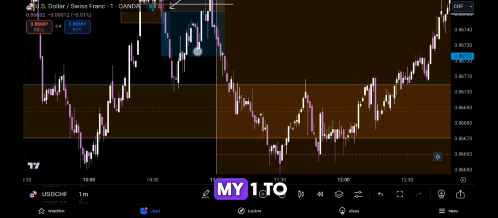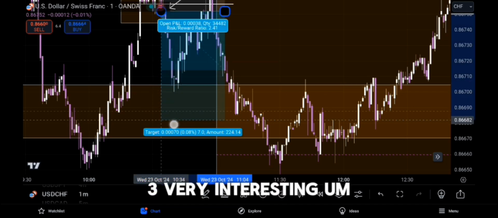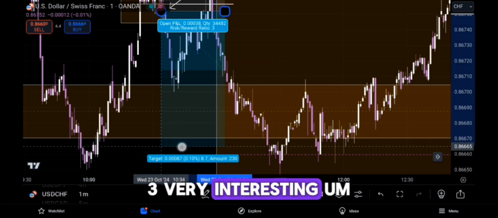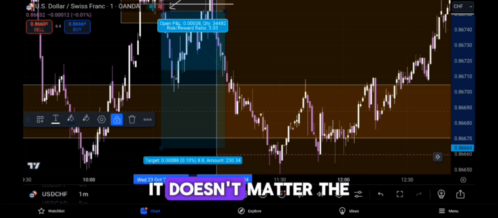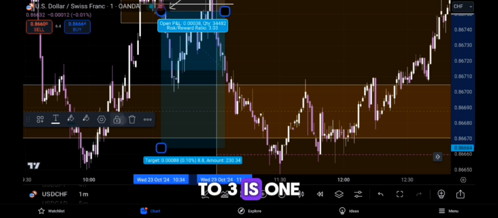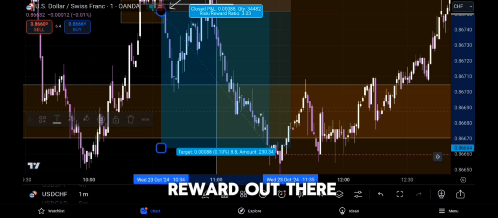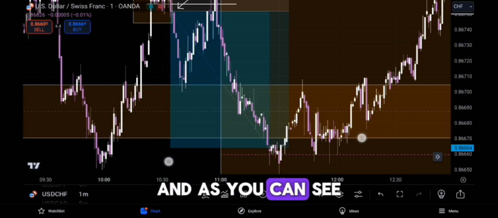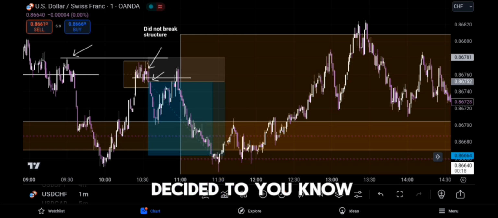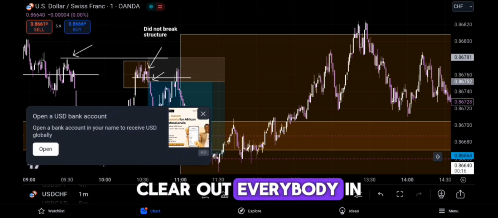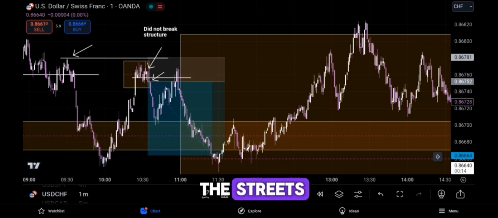And I went for my 1, 2, 3. Very interesting risk to reward ratio, if you would ask me. It doesn't matter the time frame you are using. 1 to 3 is one of the best risk reward ratios out there. And as you can see, I hit my TP right before price decided to clear out everybody in the street. So that is the trade breakdown.